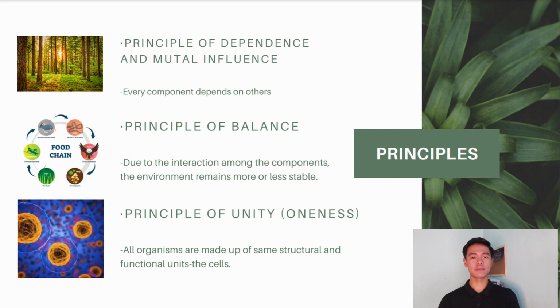The other one is the principle of unity or oneness. According to Saint Francis of Assisi, we are all creatures of one family. All organisms are made up of the same structural and functional units, such as the cells. Because of the same chemical build-up, substances produced by one organism are usually digested and assimilated by others. Substances prepared artificially by man, such as plastic, glass, etc., cannot be accepted or recycled by other organisms.